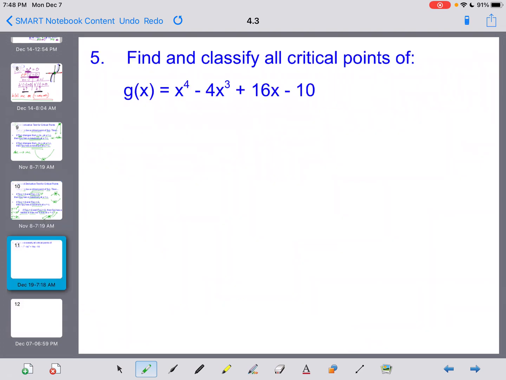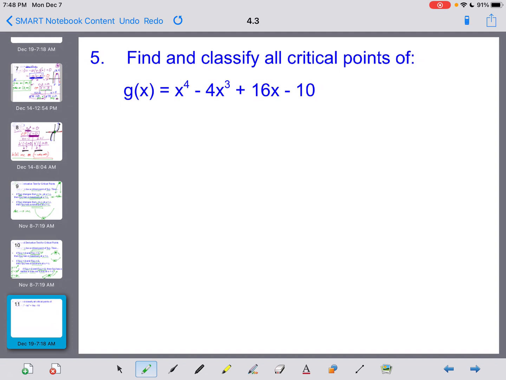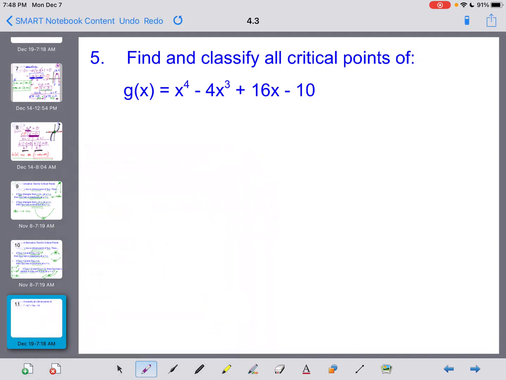Okay, one big example, guys, and we're done here after this one. So this is kind of in line with the type of problems that you're going to start seeing in 4.4 and 4.6. Find and classify, meaning are they maxes or mins or neither? Okay, find and classify all critical points of g of x equals this quartic function.